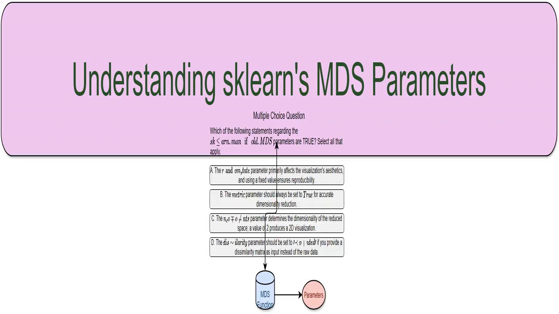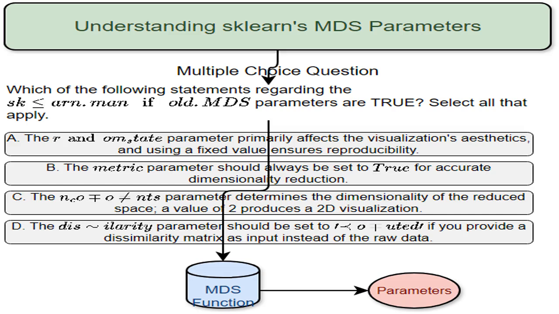This is a multiple-choice question testing your understanding of the MDS function's parameters. Each choice presents a statement about a specific parameter, random_state, metric, N_components, and dissimilarity. I need to determine which statements are factually correct based on my knowledge of how these parameters work. This is the overall topic of the quiz.